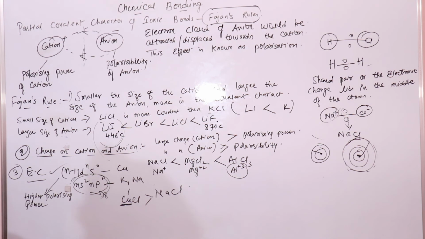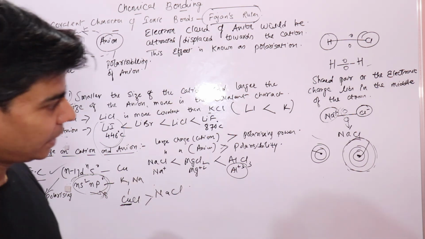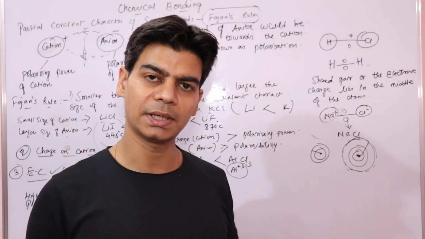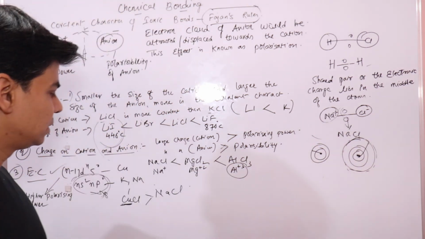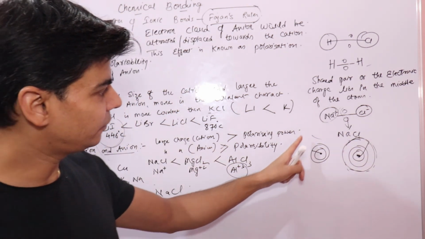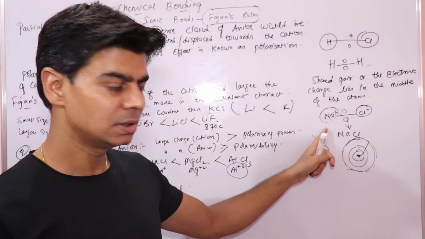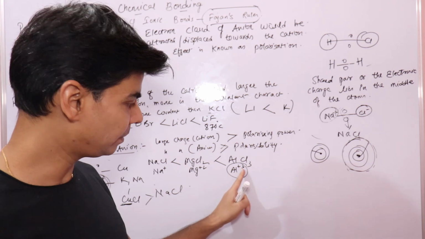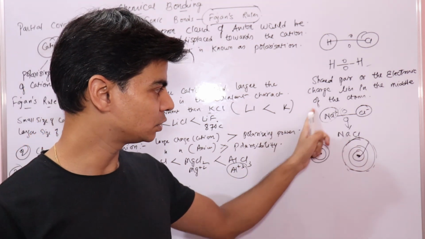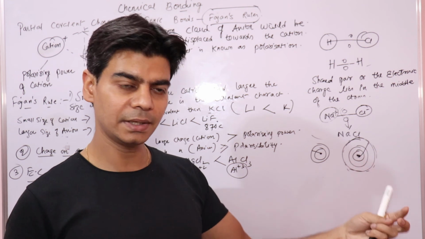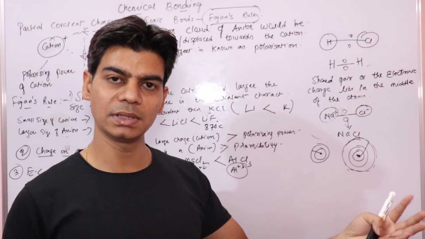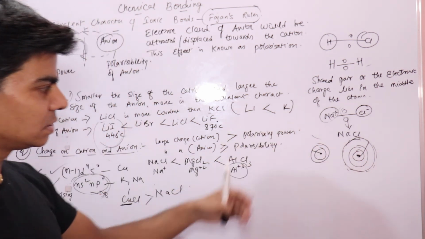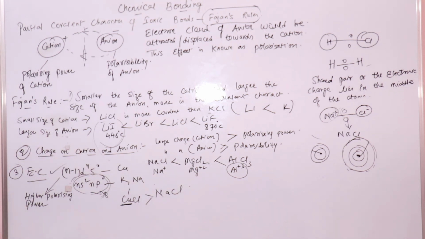And the charges on the cation and anion: the higher the charge on the cation and anion, the higher the covalent character. You can see this, because if the cation has a higher charge, like in the case of aluminium chloride, where aluminium has +3 charge, the higher the positive charge, the more easily it can attract the opposite charge cloud, that is the negative electron cloud, towards itself. This is easy to understand.